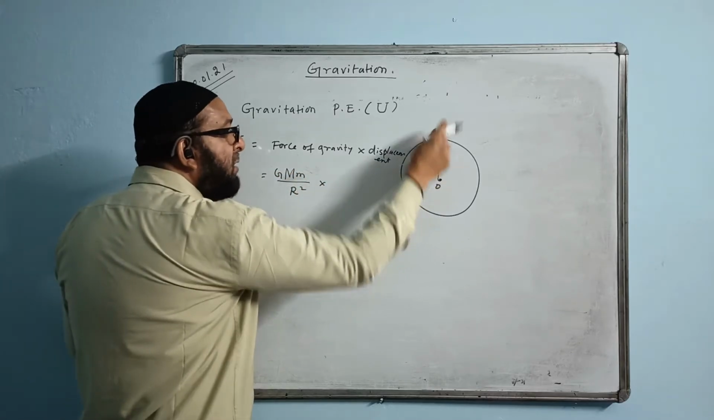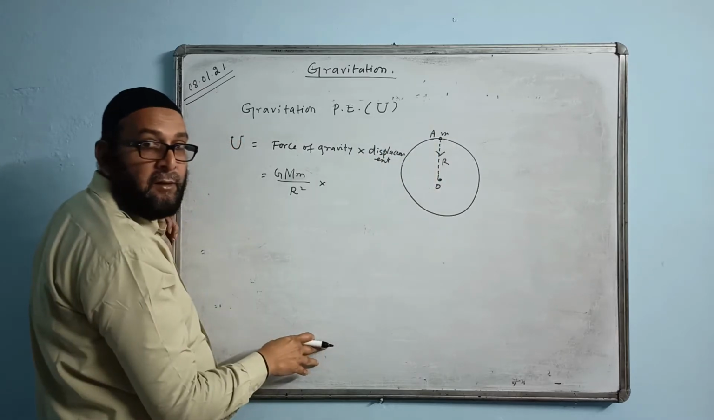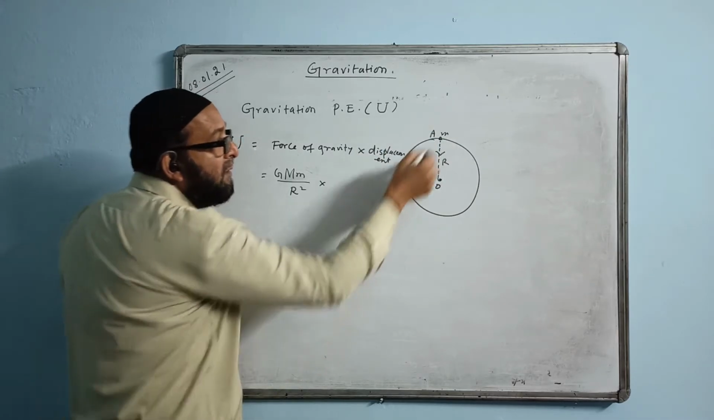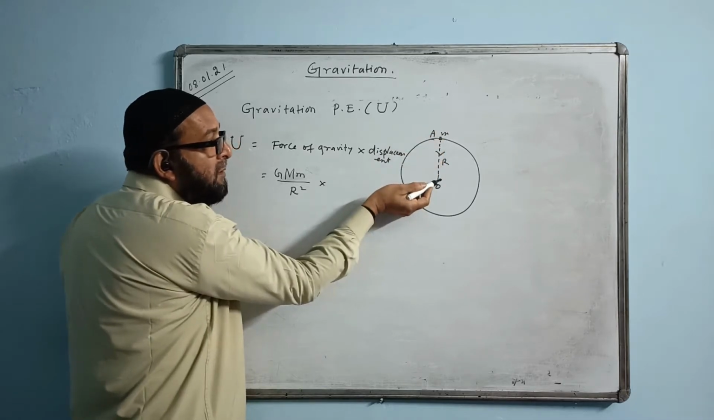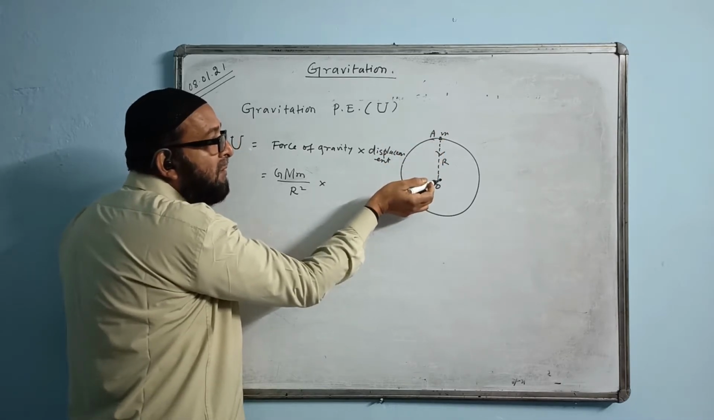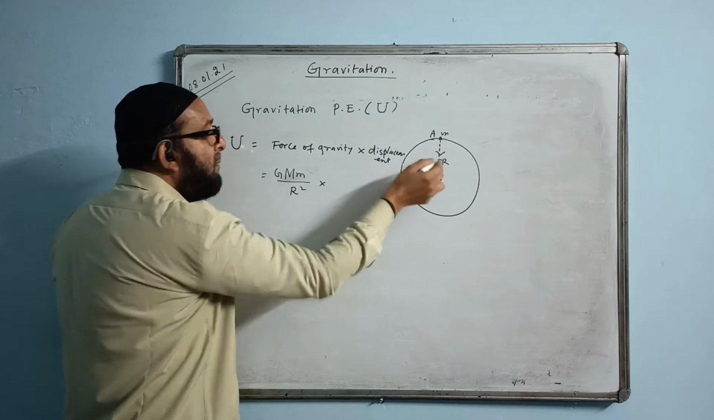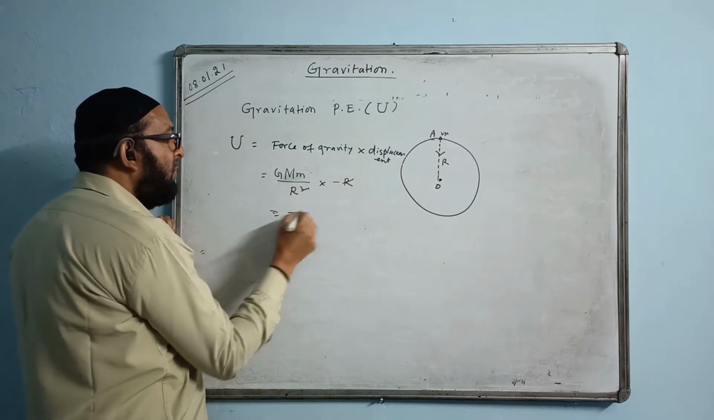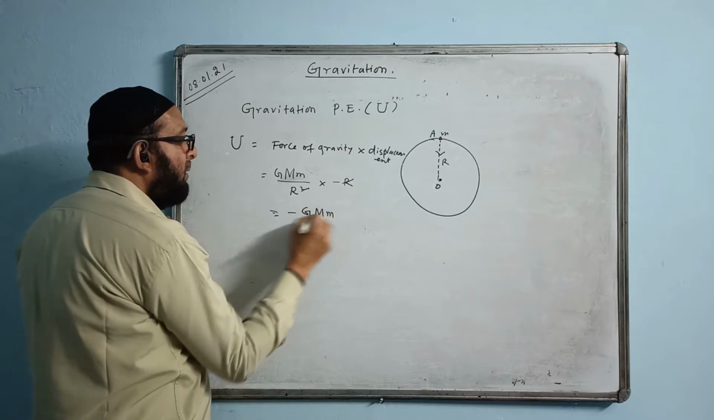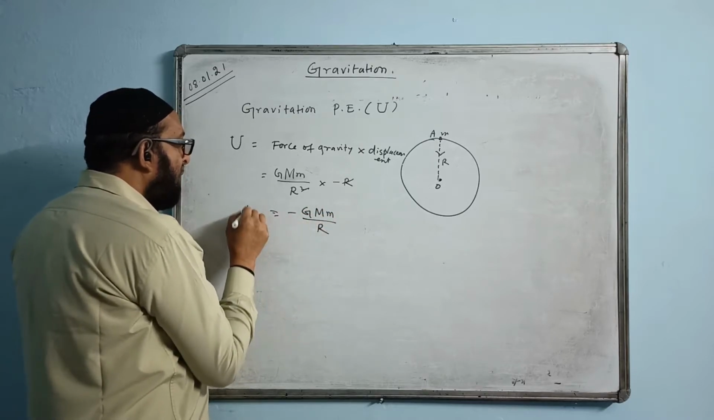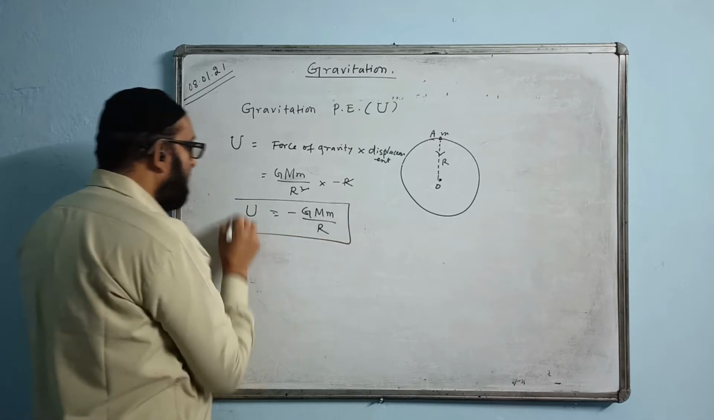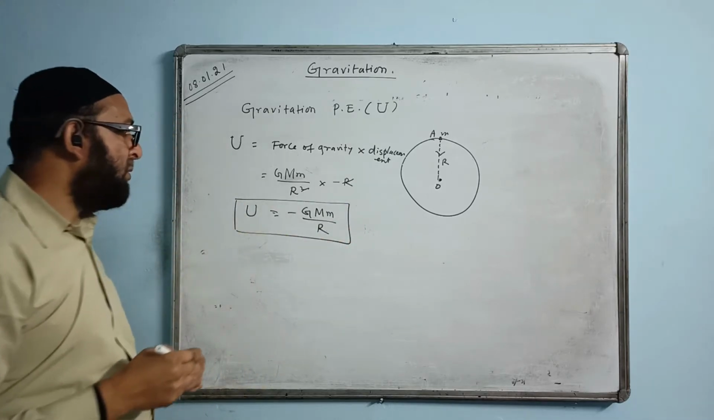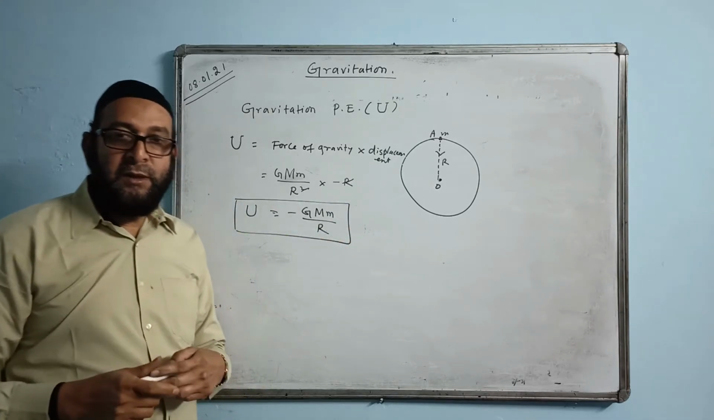And that is acting in which direction? Downward, that is this way towards the center. But displacement, how are we measuring displacement of this body from the center, it is coming this way. Displacement we are measuring in terms of OA, that is minus R. This R cancelled, the formula becomes minus GM by R. This is the formula of gravitational potential energy. Gravitational potential energy formula U is equal to minus GM by R.